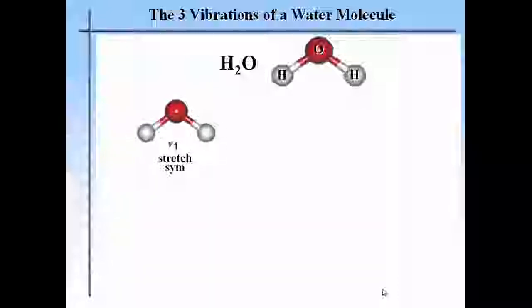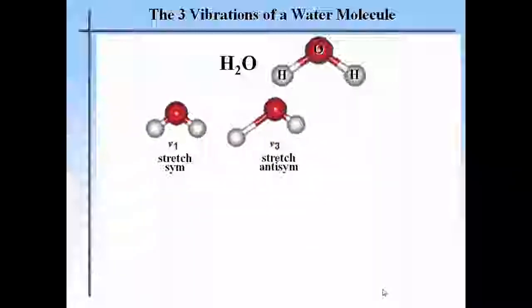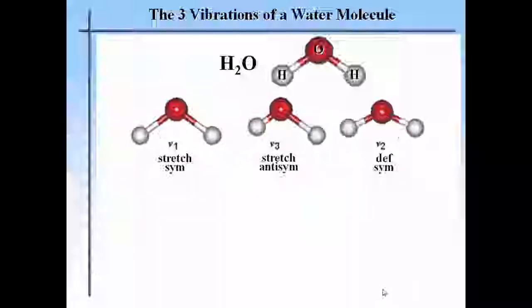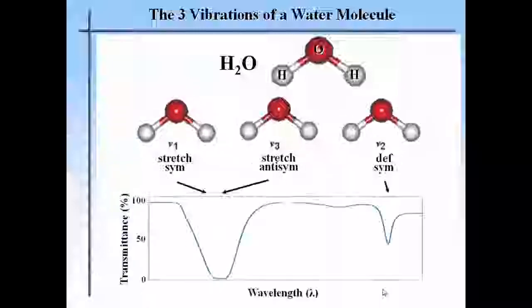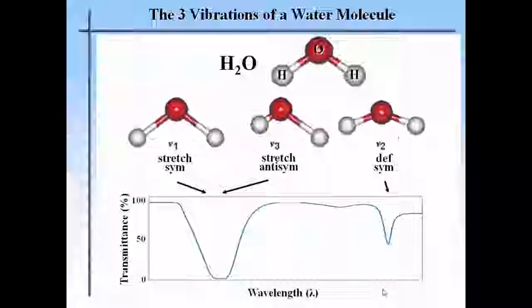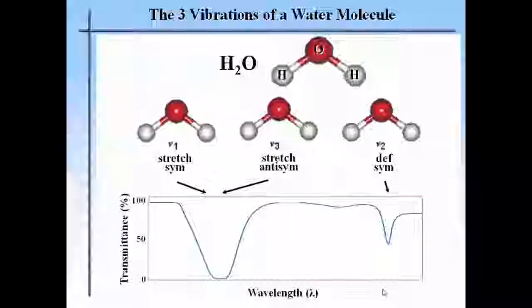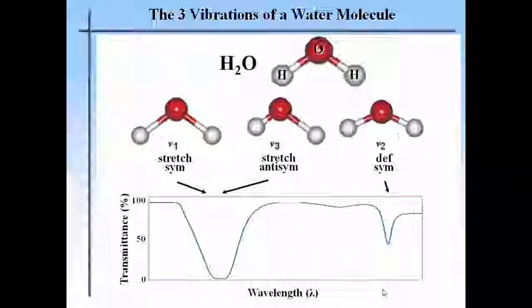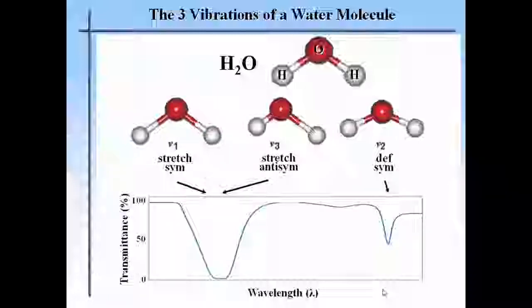Symmetric stretch, antisymmetric stretch, and deformation. Here you deform an angle. And how does a spectrum look like? That's a spectrum. So we have the deformation here. The antisymmetric is the left wing, and the symmetric is the right wing.